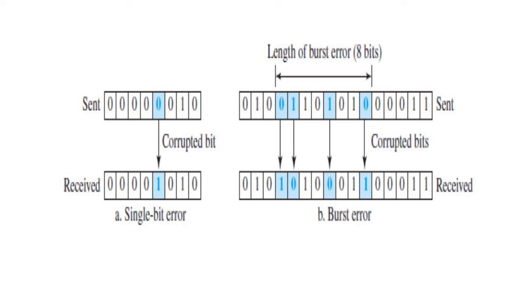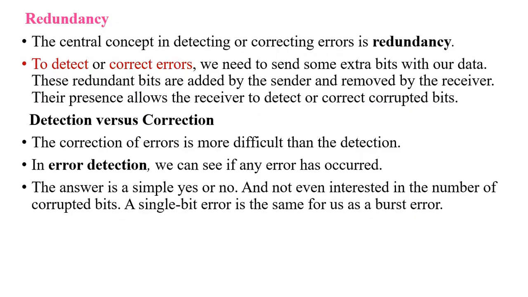And for the burst error case, we can see that more than one bit will get corrupted on the way of the transmission to the receiver. Here we can say the length of the burst error is 8 bits, which can be identified from the schematic view. Here 0 is changed to 1, instead of 1 we have 0, then again 1, 0, and 0 has been changed to 1. This shows the corrupted bits in this data content once it has been sent from the sender to the receiver.